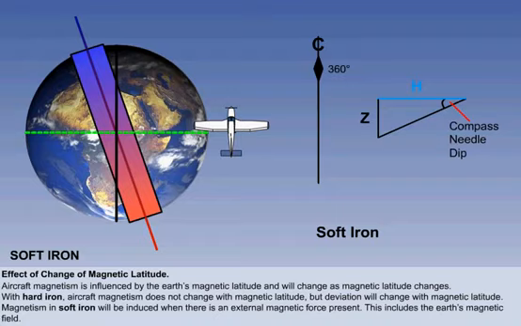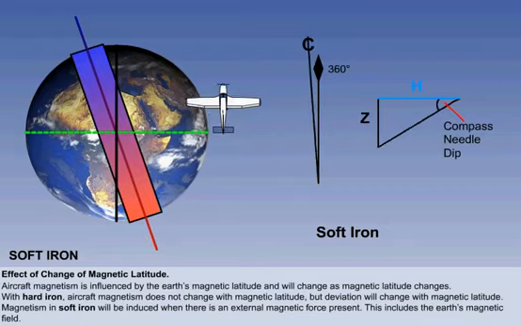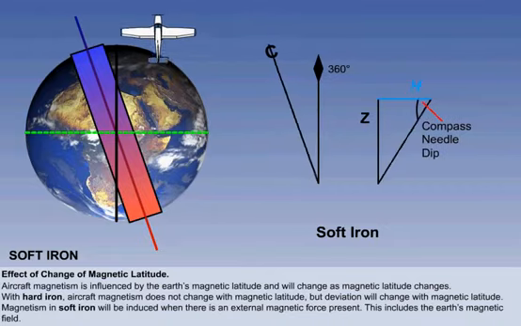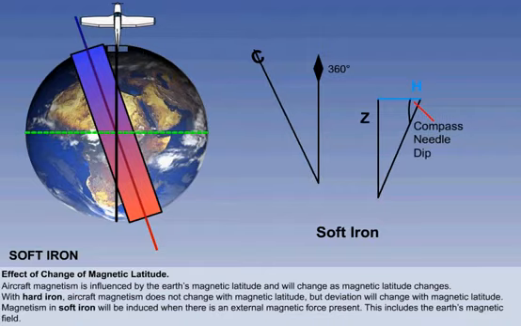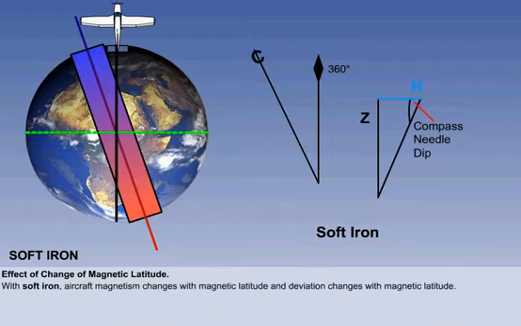We can see therefore that deviation due to soft iron will be greater as magnetic latitude increases. Firstly, because the strength of the Z component increases, and therefore the aircraft magnetism increases. And secondly, because the horizontal influence of the Earth's magnetic field decreases, other external influences will have a greater deviating effect. We can say therefore that with soft iron, aircraft magnetism changes with magnetic latitude, and deviation changes with magnetic latitude.